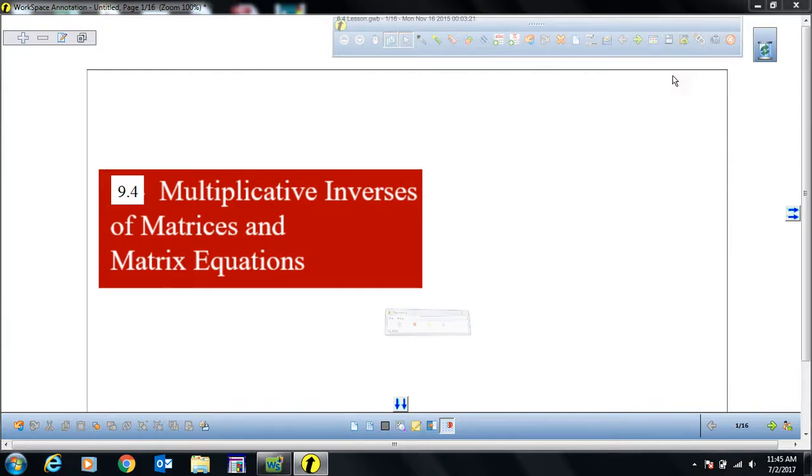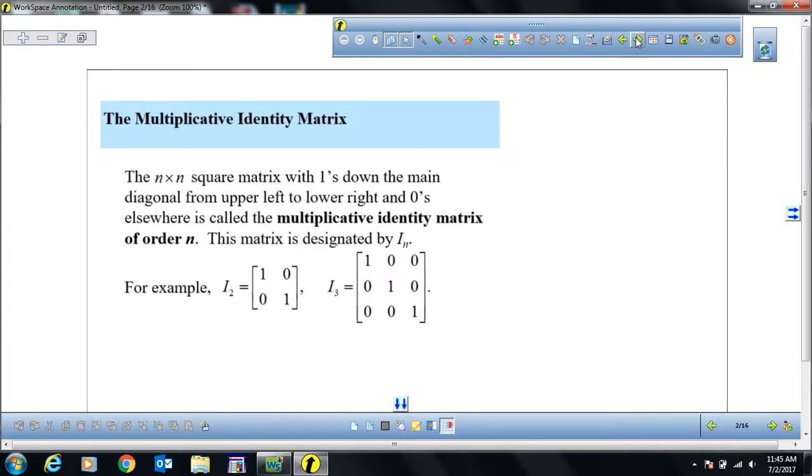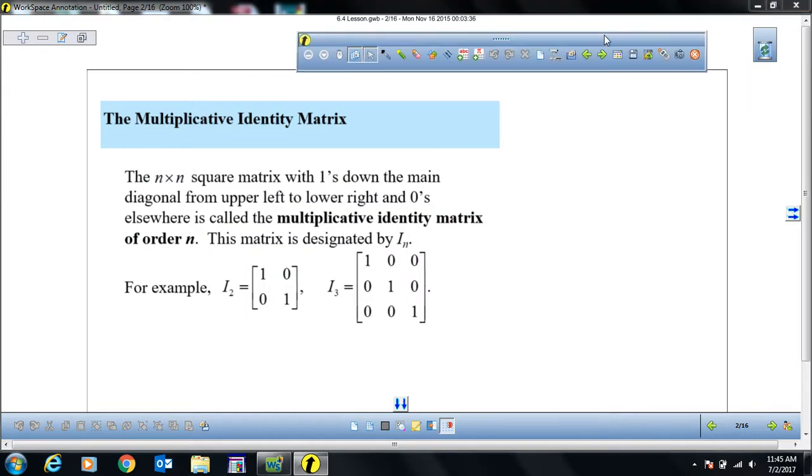Section 9.4 is about finding inverses of matrices and solving systems of linear equations using the inverse of a matrix. Now, we're going to begin this section by looking at the definition of what is an identity.